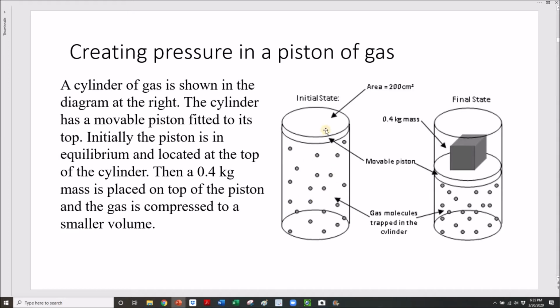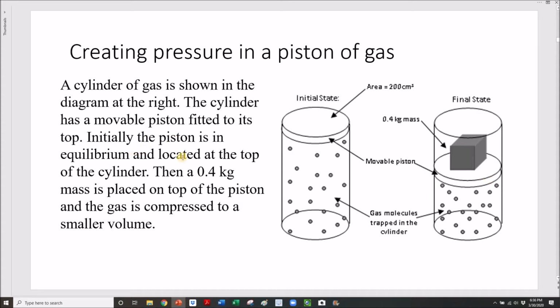So here I've got a piston. It's got a movable top, and it's initially wide open like this, all full of gas. That's the initial state. Over here I put a mass on the top of the piston. It's pushed the piston down, and there's the final state in equilibrium.